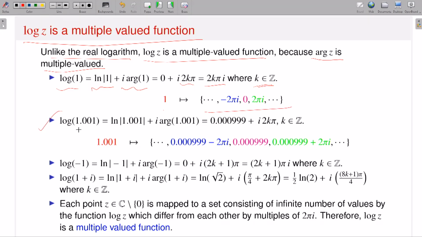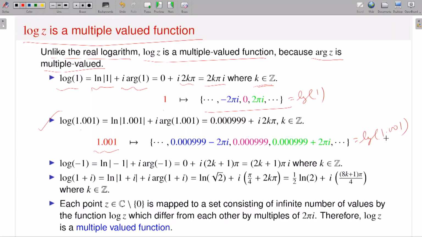Similarly, if I calculate for 1.001, do the same argument. So 1.001 goes to log of 1.001, which is also a set. So it is multivalued. Just for your understanding, I am calculating what 1 goes to, the value of log of 1. Similarly you can do it for other points.